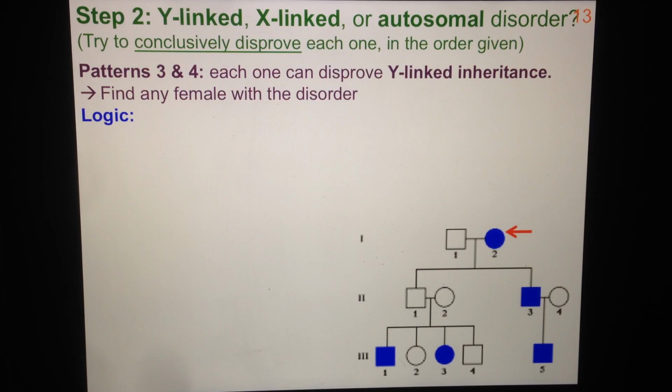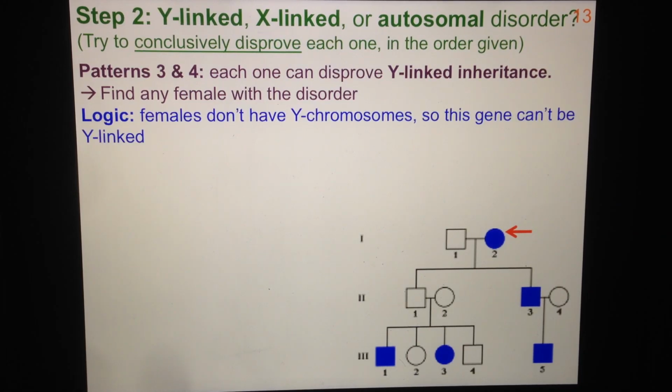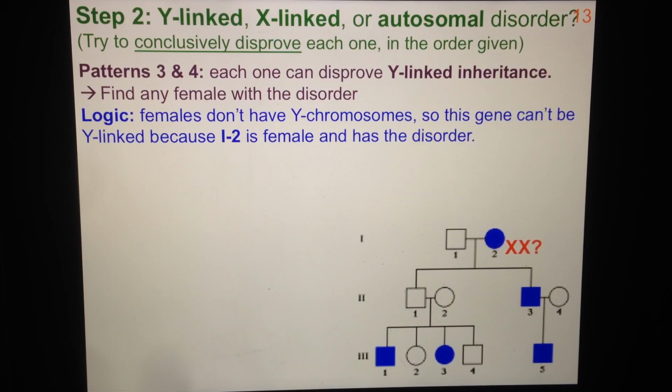So why is that? Well, remember, females don't have Y chromosomes. So if a female here, generation 2, person number 2, is female, she has 2 X chromosomes, and she somehow still has a disorder, then that gene must not be on the Y chromosome. So that's one piece of evidence you can use to disprove Y linkage.